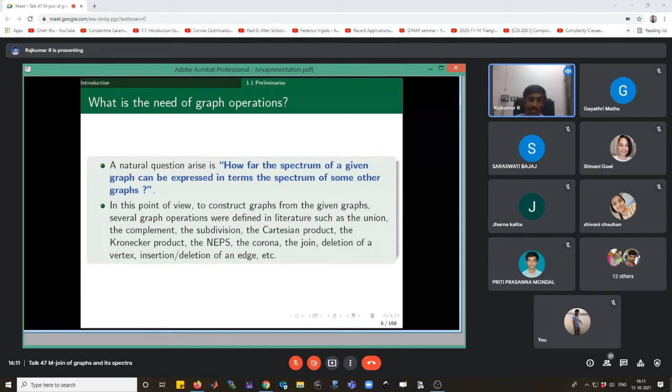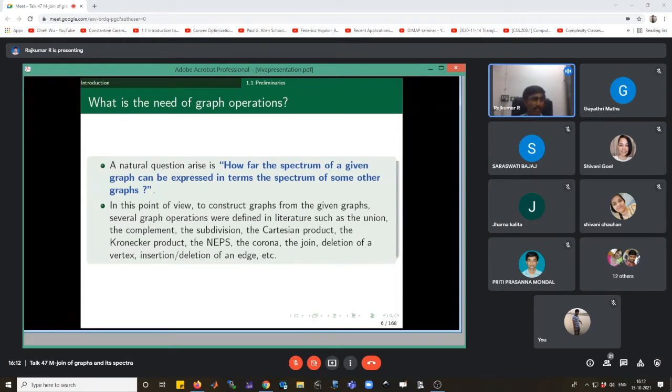In this direction, a lot of research has been done for the past 25 years to find the spectra of graphs obtained by several well-known graph operations such as union, complement, subdivision, Cartesian product, Kronecker product, NPS, corona, join, deletion of vertex, insertion and deletion of edges, etc. Especially in the last 10 years, several graph operations have been defined as variants of join of graphs and corona of graphs, and several researchers have obtained various spectra, like adjacency, Laplacian, and so on, for such variants of these operations.